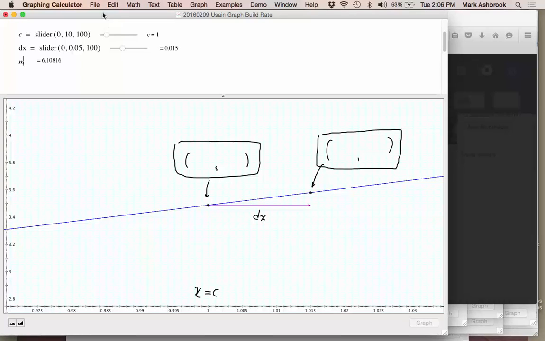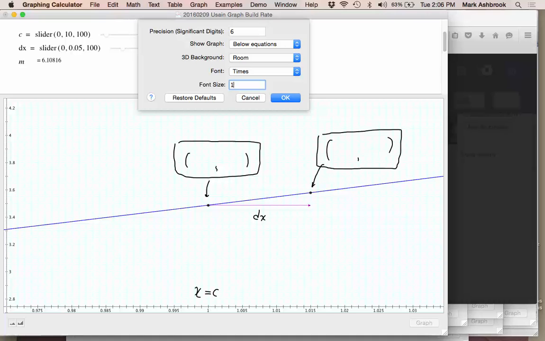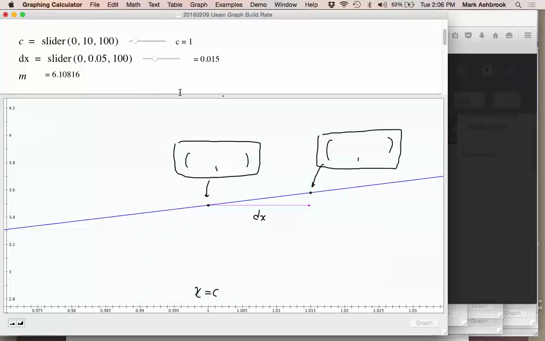See that? So for c equals 1 and dx of 0.015, we get a constant rate of change of 6.10816. So you're going to express the coordinates of those points in that row for c equals 1. And then you can just write down 6.10816 because I didn't give you the function. Okay? Any questions on that first row?